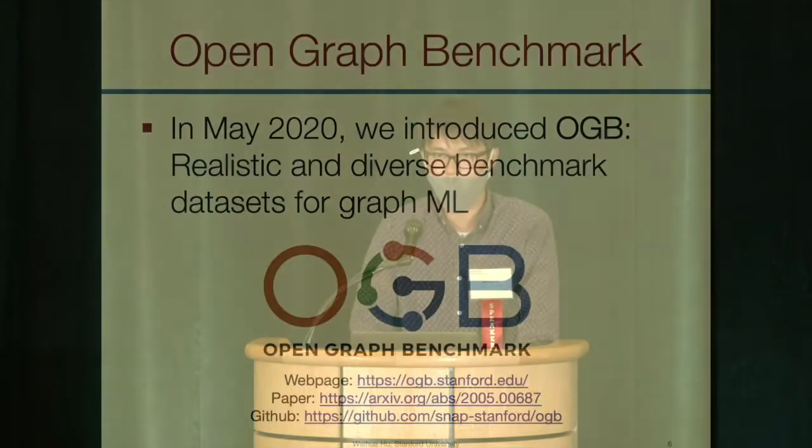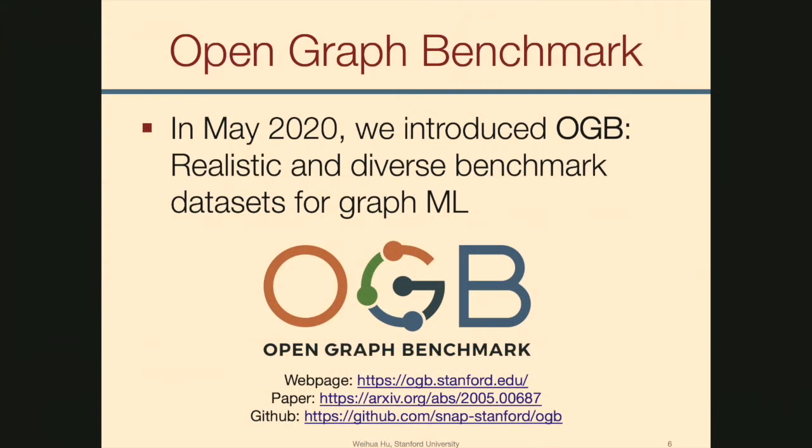To resolve these issues, in May 2020, we introduced Open Graph Benchmark, in short OGB, which is a collection of realistic and diverse benchmark datasets for machine learning on graphs. All the datasets and the descriptions are available on our webpage, ogb.stanford.edu. We have a paper that describes our benchmark that was published in last year's NeurIPS. And we have a GitHub repository that contains all the code to use the data and all the baseline code that we use to benchmark different models.